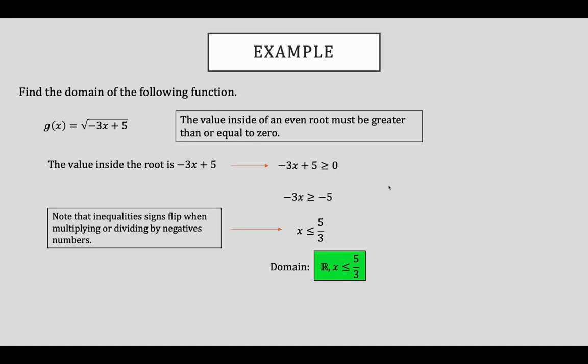To write our answer here in interval notation, we want to include all the numbers that are less than or equal to 5/3. That would be from negative infinity to 5/3. Notice that we have a bracket around the 5/3 as opposed to a parentheses, as the bracket indicates that that endpoint is included in the domain. 5/3 is part of the domain.